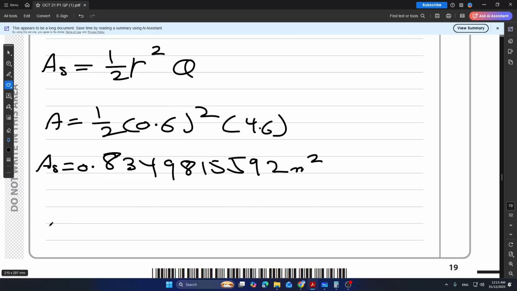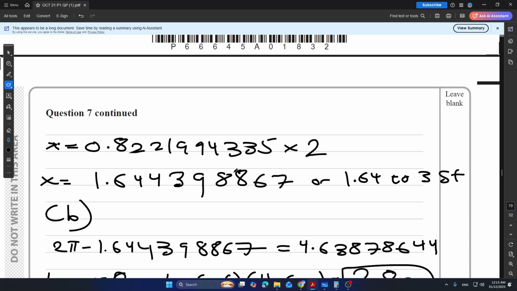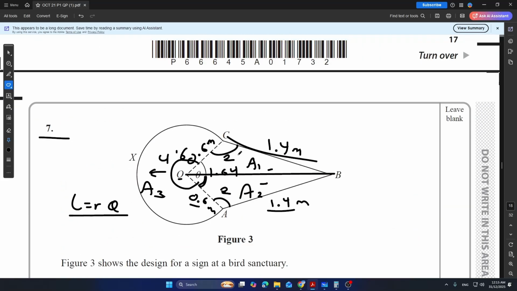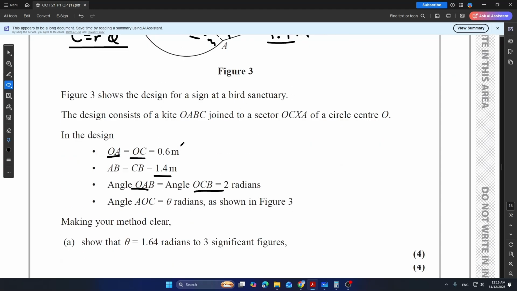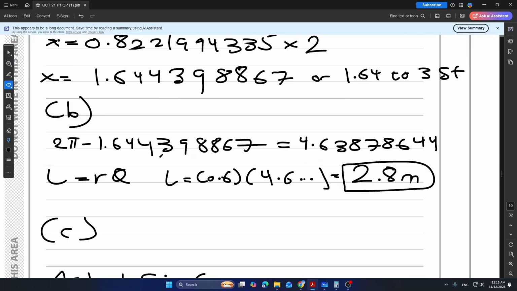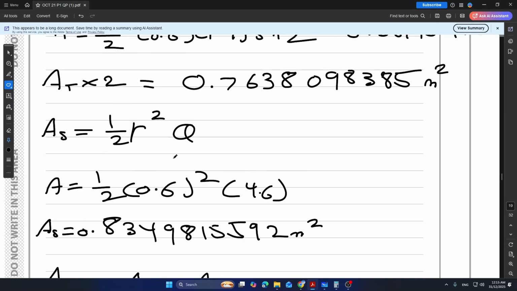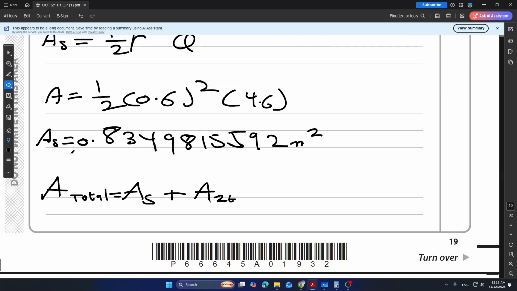Okay, so to find the area of the total shape, you're going to add the area of the sector plus the area of the 2 triangles. So the area of the 2 triangles, which we found after multiplying by 2, is this one, and the area of the sector is this one. So we're just going to add them.